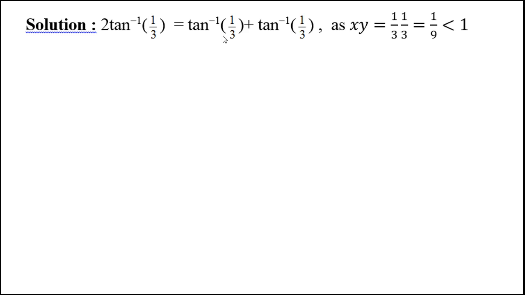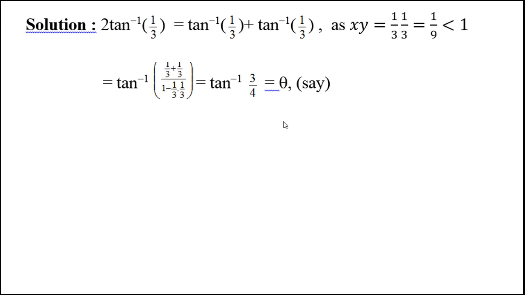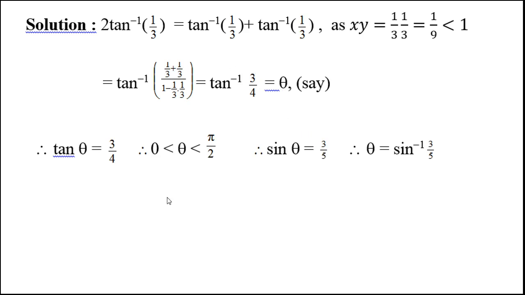First formula reads tan inverse x plus tan inverse y is equal to tan inverse of x plus y upon 1 minus xy. So this is equal to tan inverse of 1/3 plus 1/3 upon 1 minus 1/3 into 1/3. Simplification of this gives me 3/4. So this expression 2 tan inverse 1/3 is equal to tan inverse 3/4 and I am calling it theta.